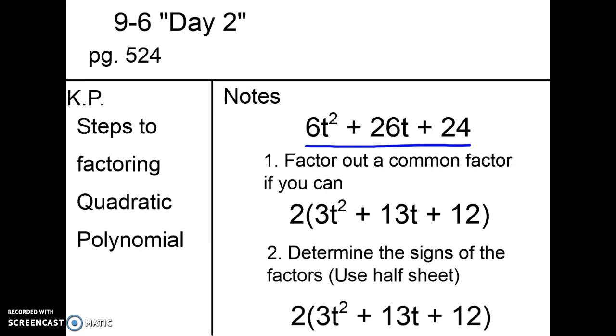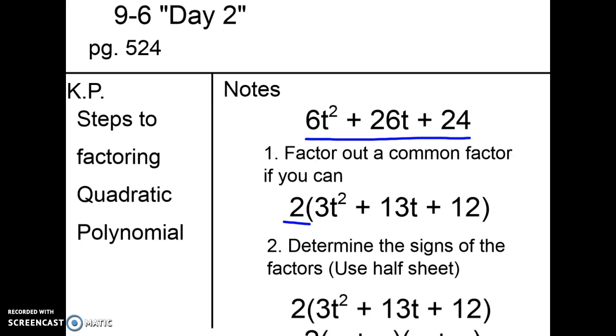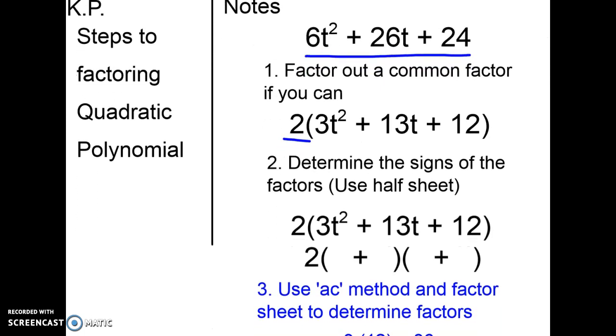expression 6t squared plus 26t plus 24. The first step is factor out a common factor if you can, and that would be the factor of 2, which would simplify our expression inside the parentheses to 3t squared plus 13t plus 12.